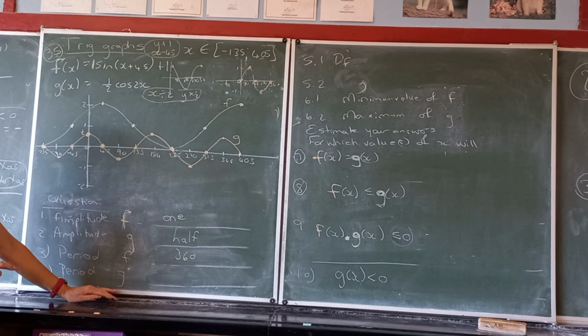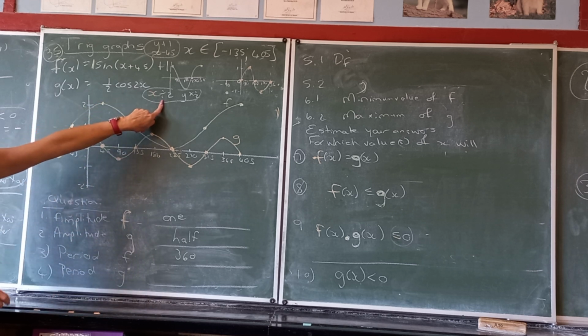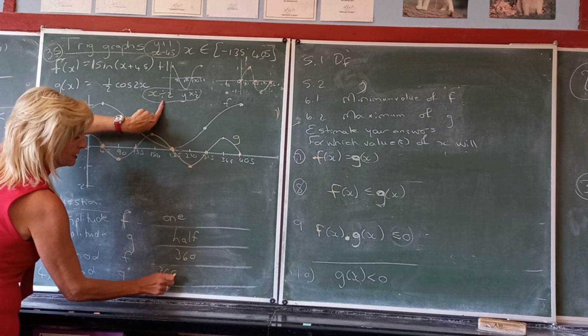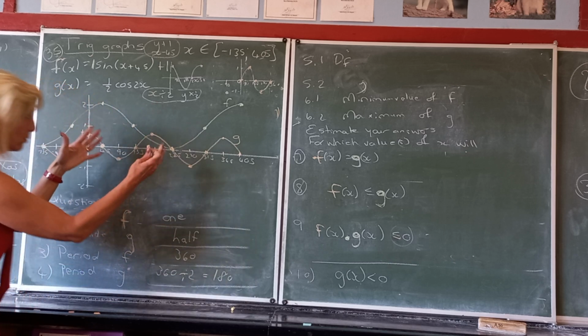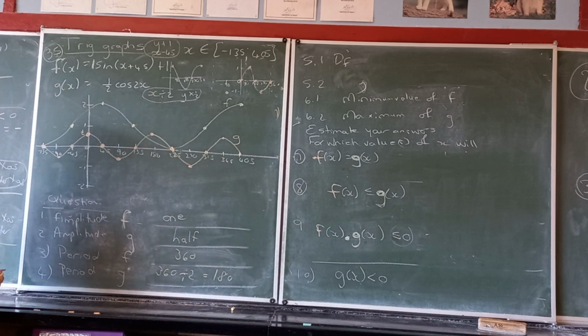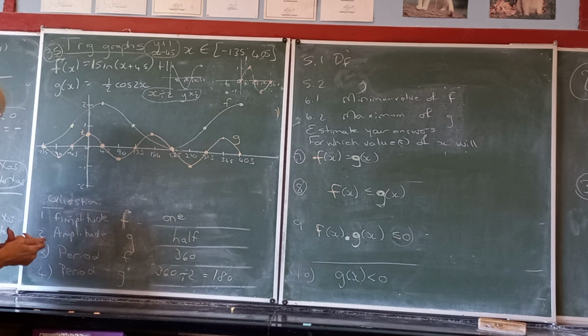For the period of G, the orange one, what did you do with all of your x's? So it's 360 divided by 2, which still gives me 180. And if you look at the graph, from there to there, there's a full cos graph or pattern, and it took me 180.